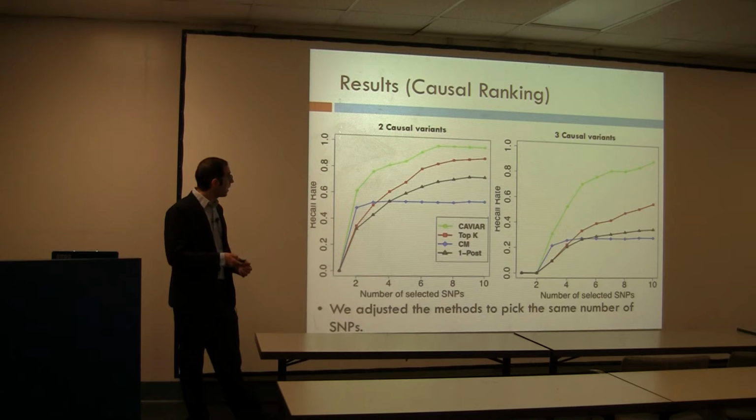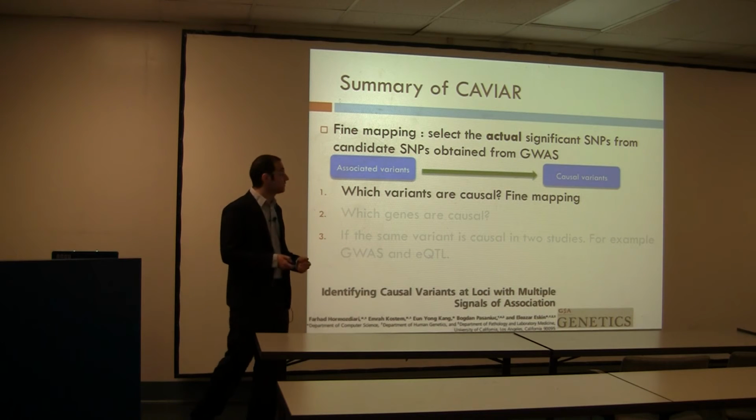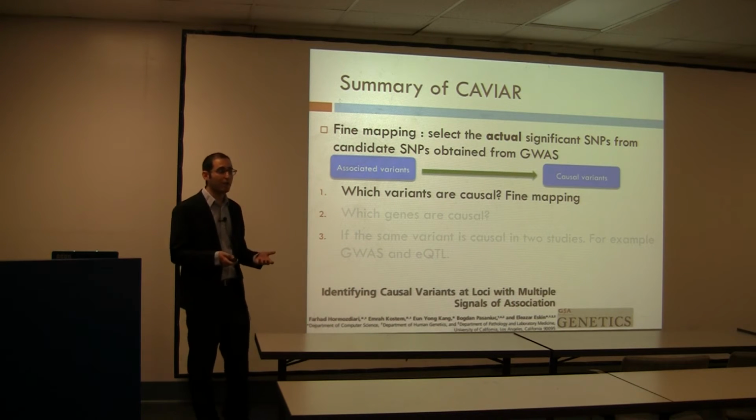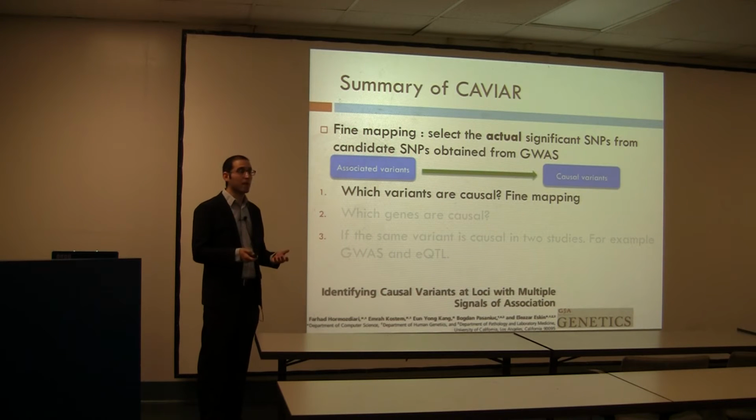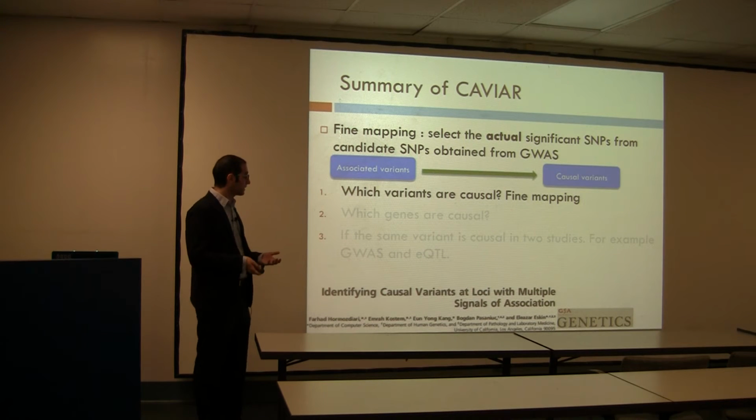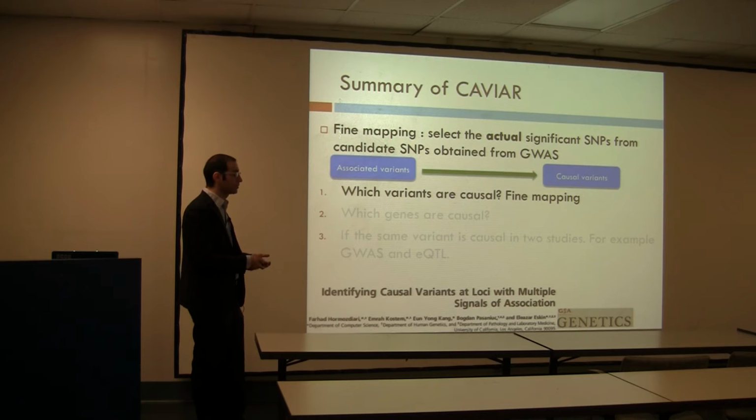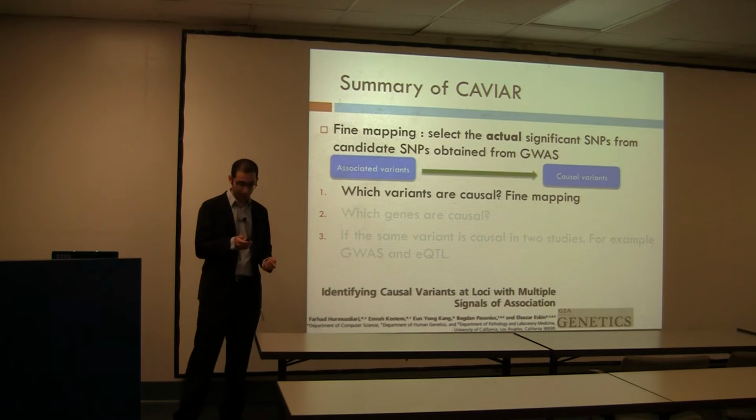So with this, I want to summarize the first part of my talk, in which I explained CAVIAR, which is our method to perform fine mapping at the variant level. And this work was actually published in Genetics, in collaboration with Bogdan Pasaniuc at UCLA.